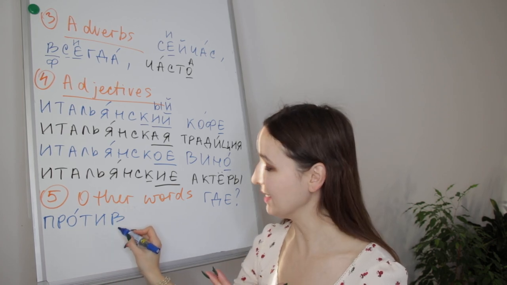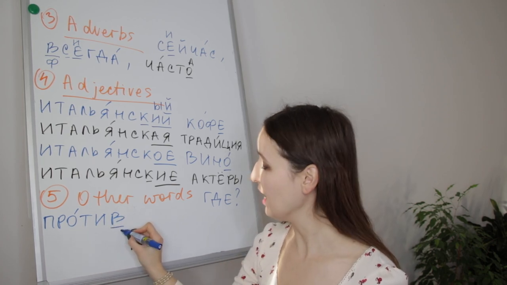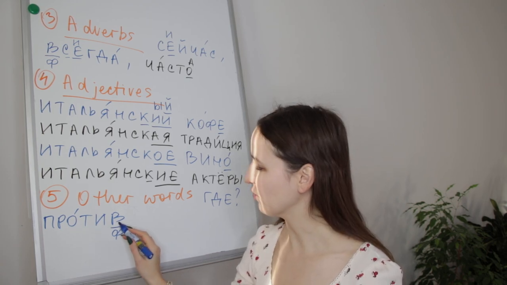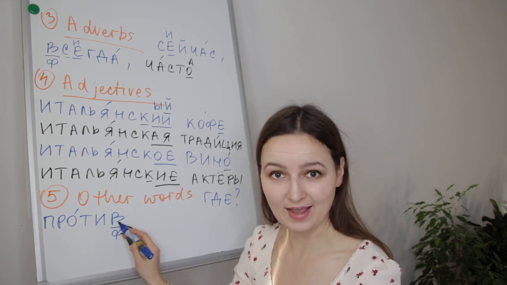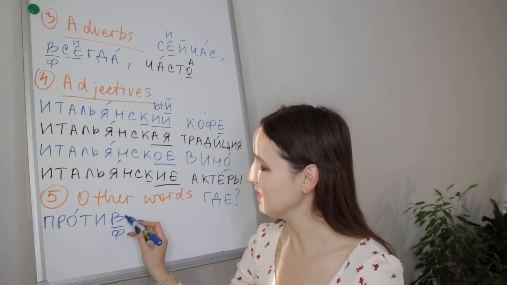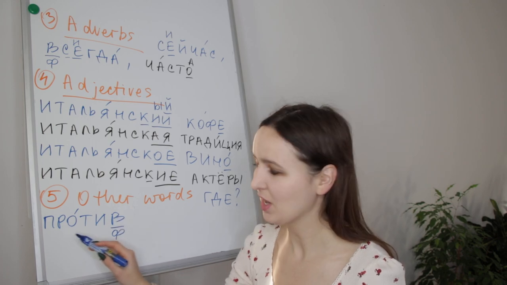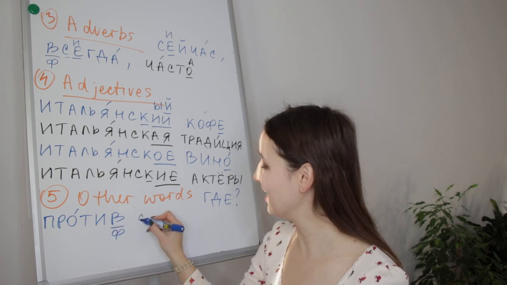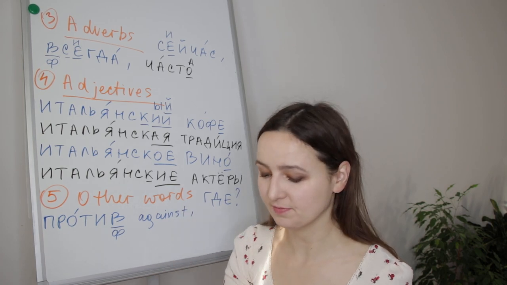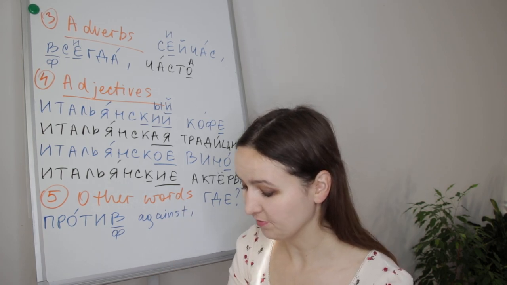Против. Here you can hear that this В I pronounce as Ф. Why? Because a voiced consonant like В becomes unvoiced when it's located at the end of the word. Против means against. Against.